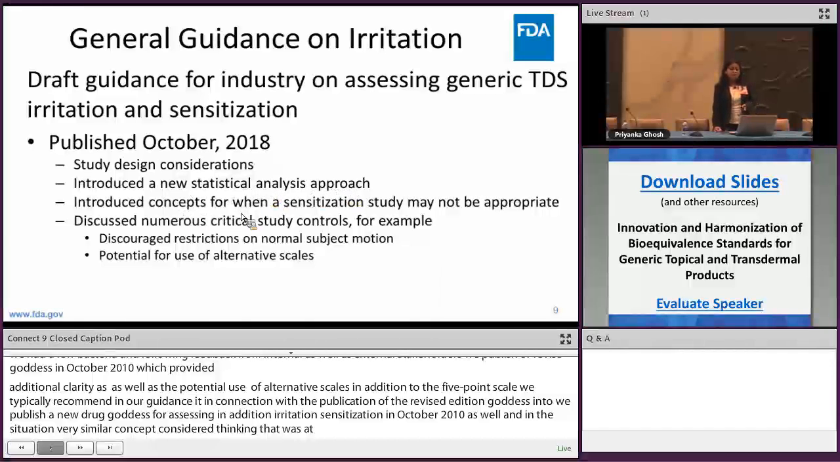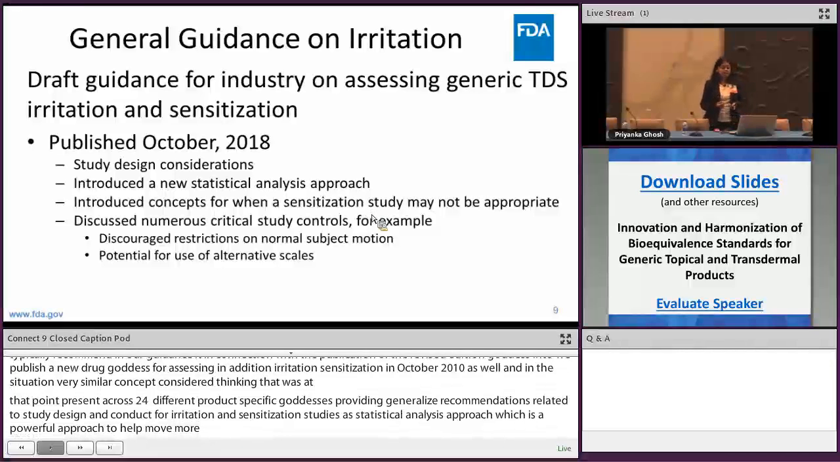A new concept was introduced related to where sensitization studies may not be appropriate, such as when you know that the active pharmaceutical ingredient itself is sensitizing. And then study design controls similar to what we had discussed for the adhesion study, but controls which are more relevant to the irritation and sensitization study.